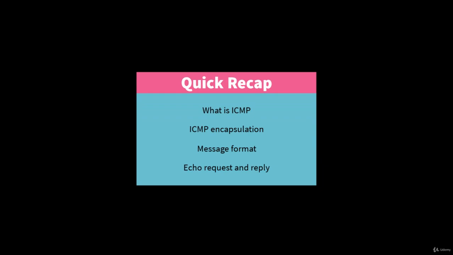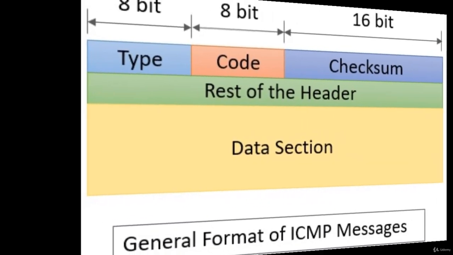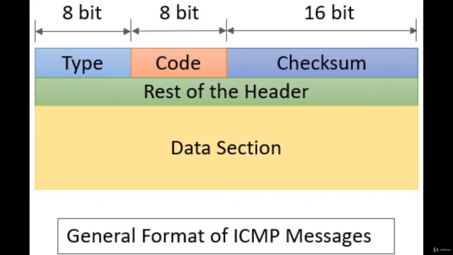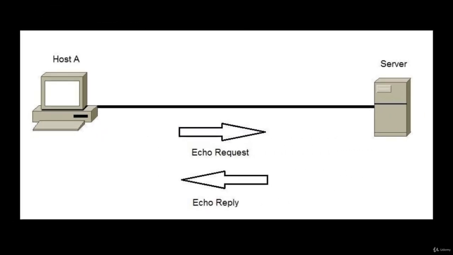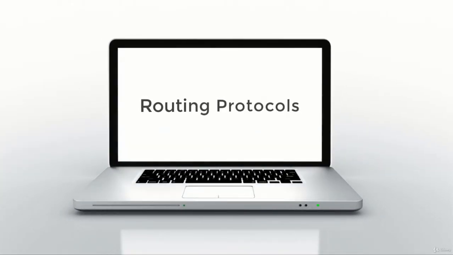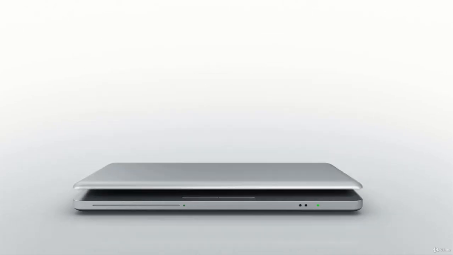Let us have a quick recap of our lecture. We saw what is the ICMP protocol. We saw that ICMP is the error reporting mechanism for the TCP/IP model. Then we saw the ICMP message format and the error reporting messages, and also saw the working of ICMP echo request and reply. In the next lecture, we will actually see how your data packets are sent from one router to another router using the routing protocol.